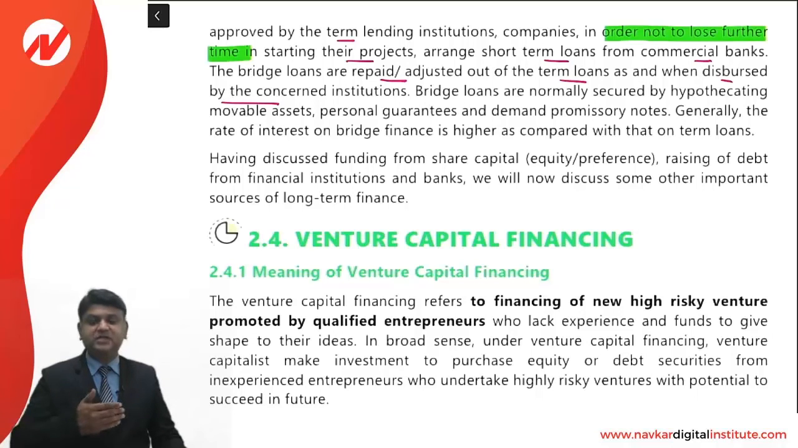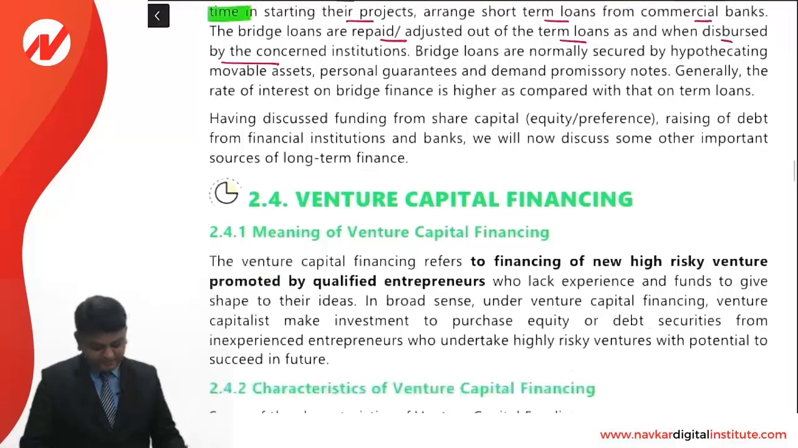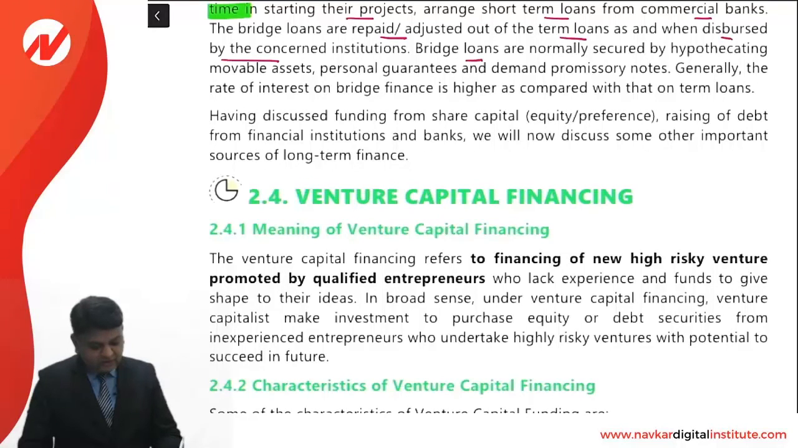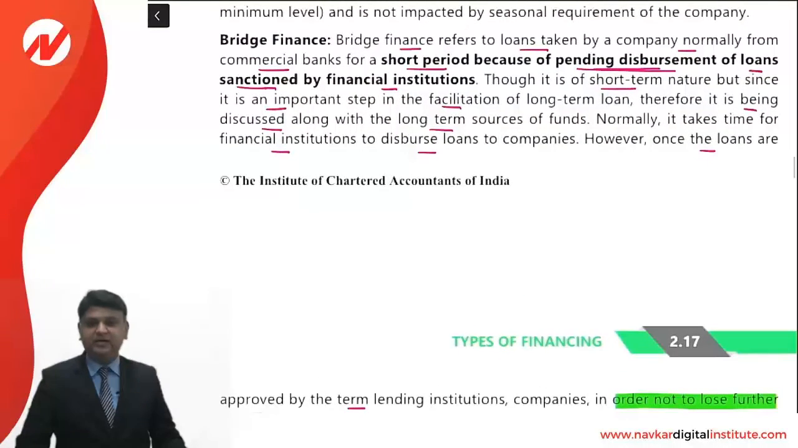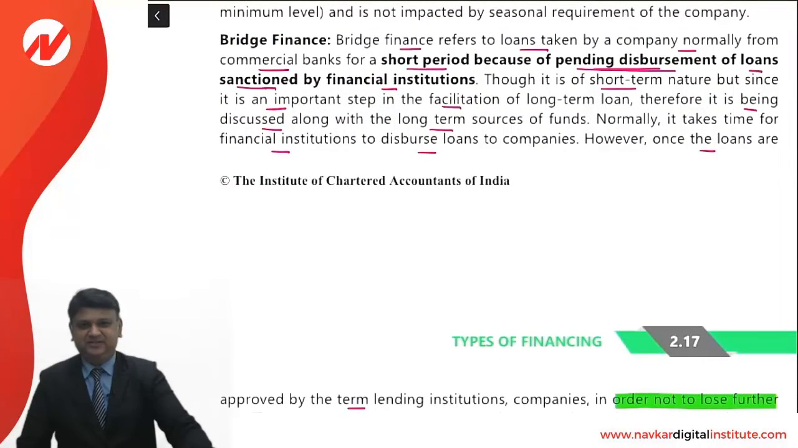So as we have discussed, the term loan which is disbursed by the financial institution, from that directly the bridge loan will be paid. Bridge loans are normally secured by hypothecating movable assets, personal guarantee and demand promissory notes. Generally, the rate of interest on bridge finance is higher as compared with other term loans. This is what we are required to write for bridge finance.